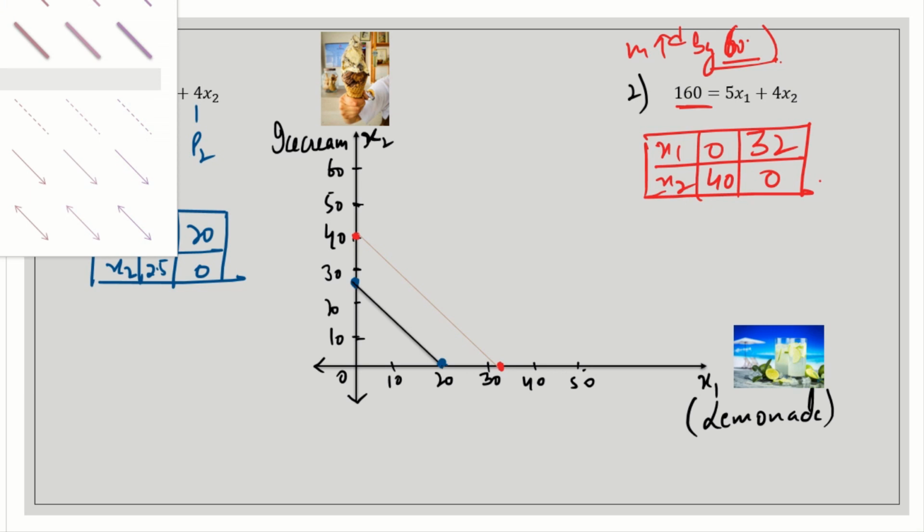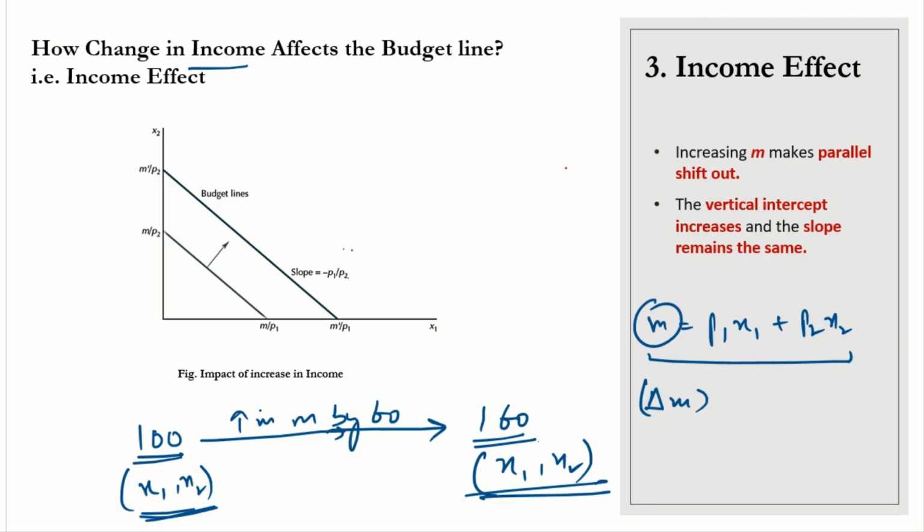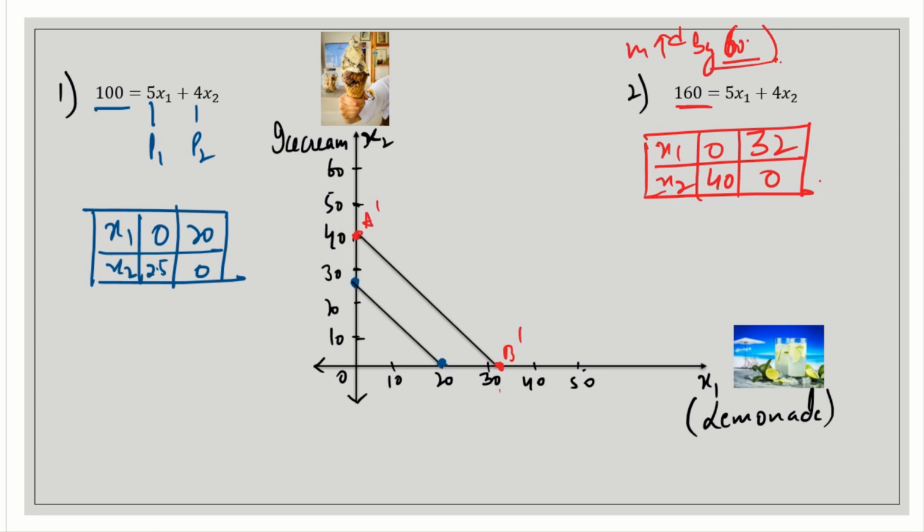But is it going to be parallel or not? I mean, if we see it visually, it looks like it's parallel, right? But we have to be sure, right? So let us name this line A prime B prime, and the initial line which we had was, this is 30, this is 20. Okay, so let us name this as AB, right?